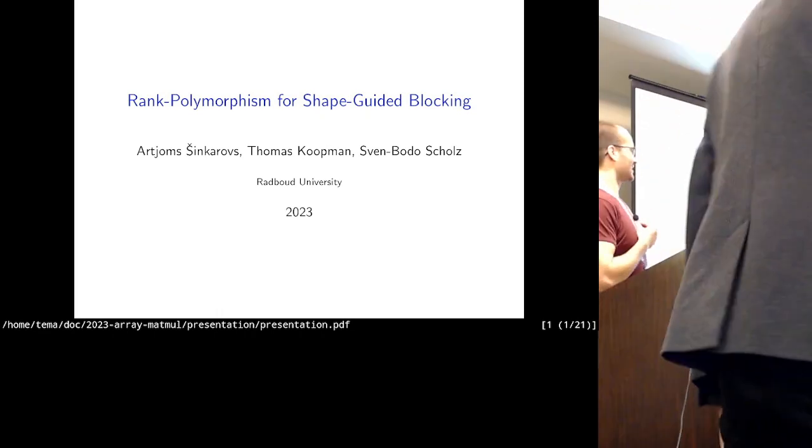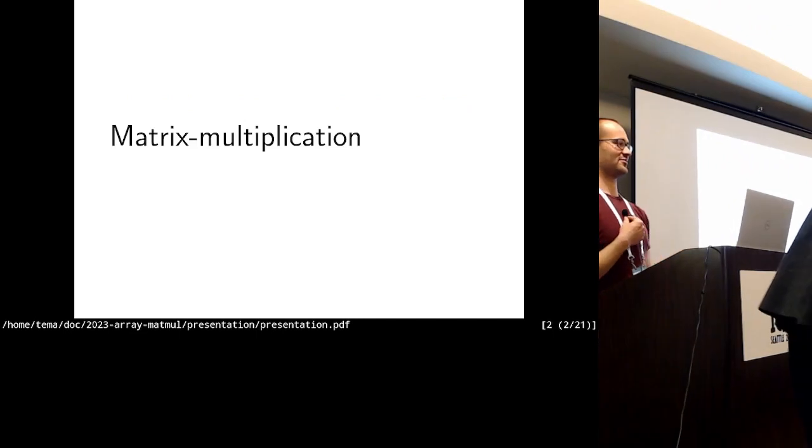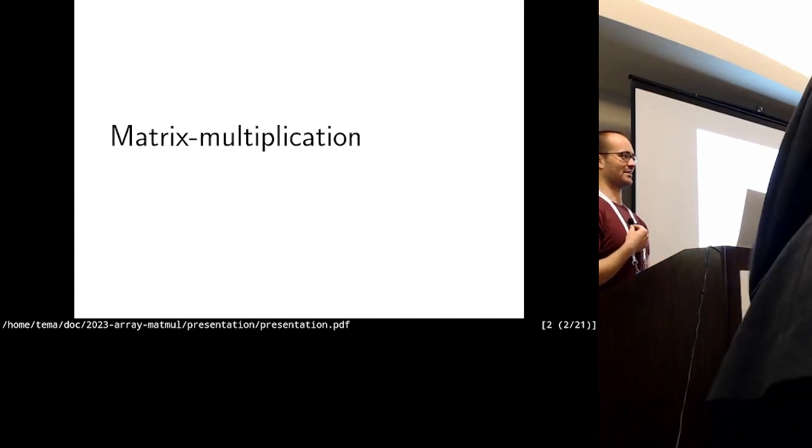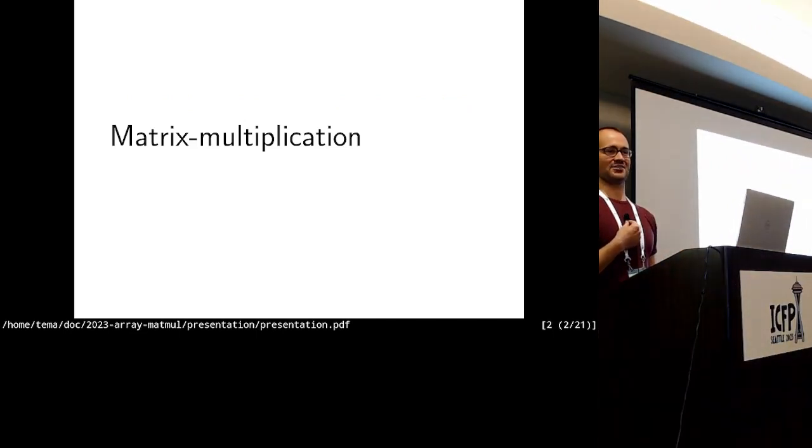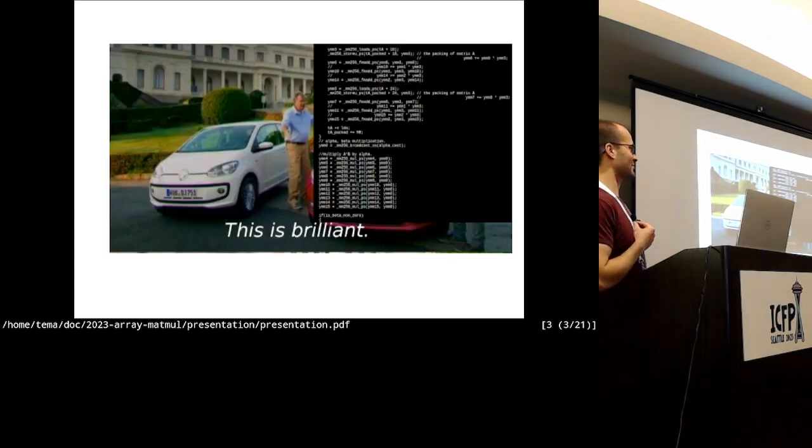Yeah, thank you. So this presentation is going to be all about matrix multiplication. And as I'm sure most of you are aware, there are a lot of optimized libraries. So here's a small excerpt from BLAS, which is a library optimized for CPUs. And it's a great library, it performs very fast, but as you can see, the code is not particularly readable.